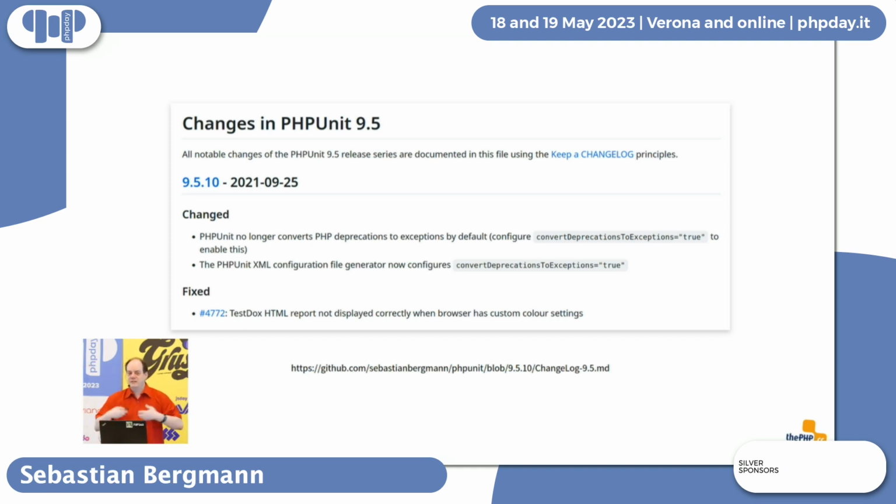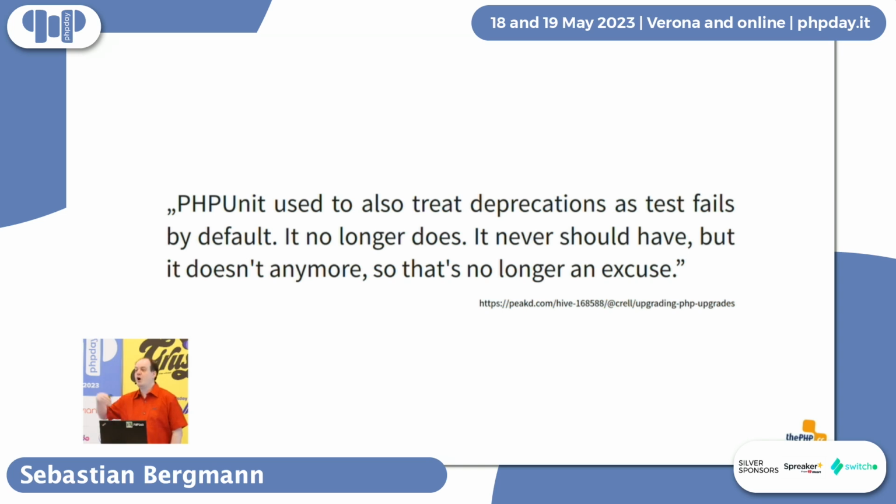And I understand that this caused a lot of frustration, and the first step into making it better was no longer doing that by default. So people could opt in to this very German strict mode of interpreting deprecations. PHPUnit used to also treat deprecations as test failures by default. It no longer does. It never should have, but it doesn't anymore, so that's no longer an excuse.